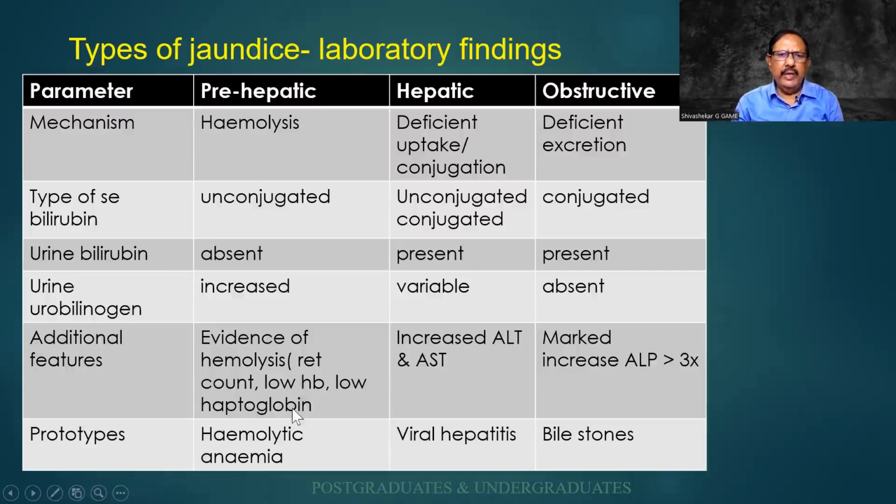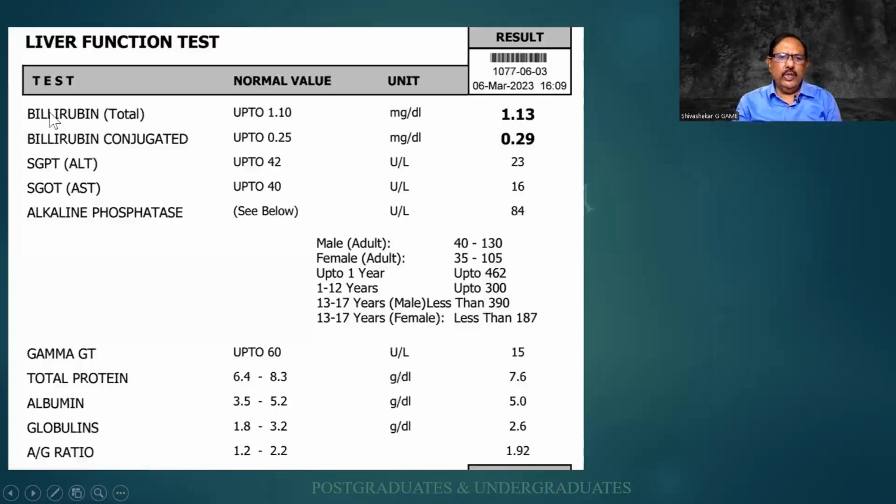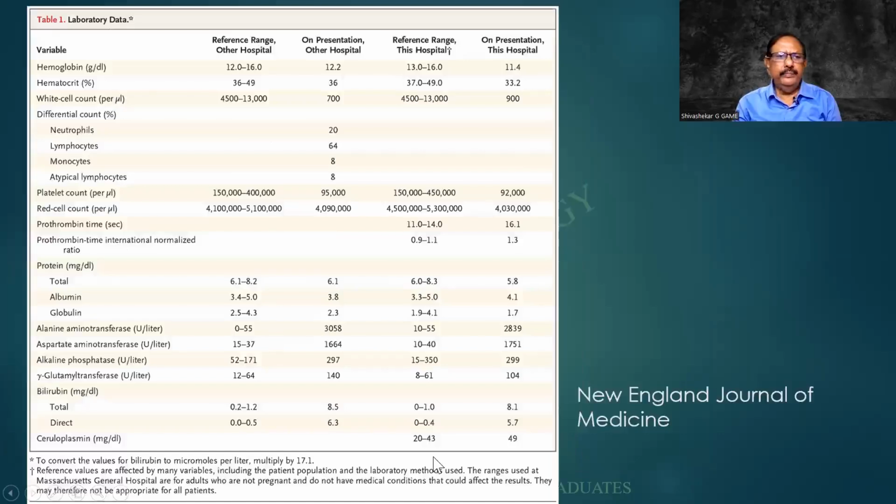Additional features will be evidence of hemolysis. All are given. ALT and AST will be increased, whereas here it is ALP, more than 3 times. Prototypes are hemolytic, viral hepatitis, and the gallstones. These are all the normal values. Again, I would like you people to kindly go through. Alkaline phosphatase is an important parameter for obstructive jaundice. There can be the reversal in the albumin-globulin ratio, and so on.